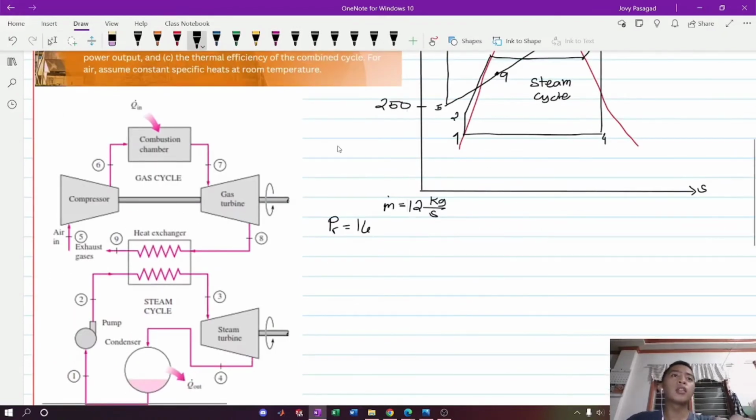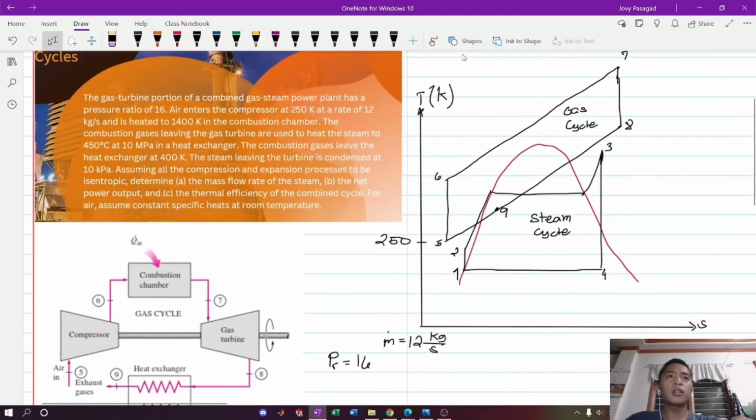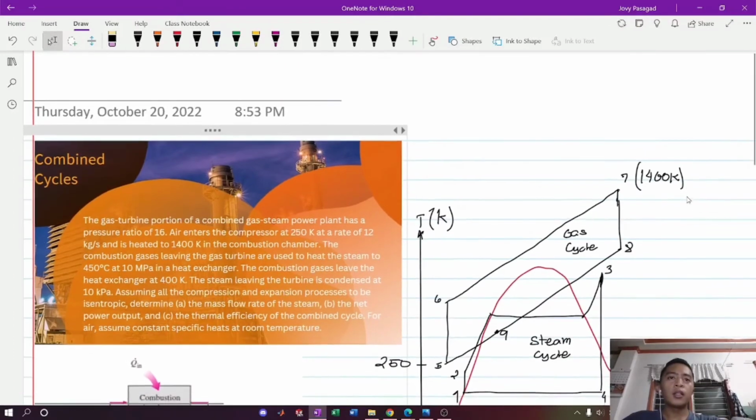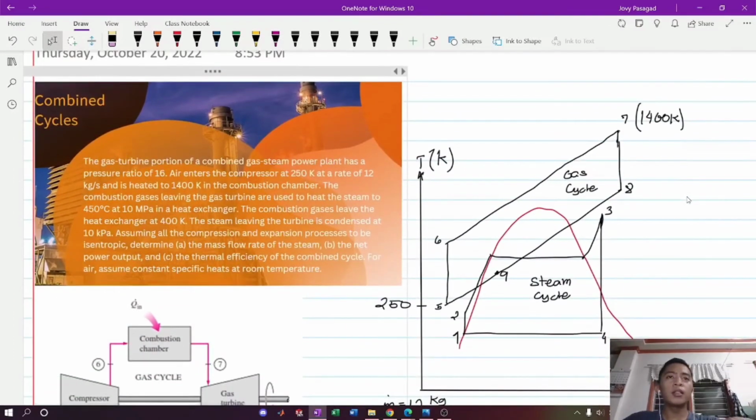So, in the combustion chamber, the air that entered is heated to 1400 Kelvin. So, where does it come out? On leaving, it is at point 7, so at T7 it is 1400 Kelvin. The combustion gases leaving the gas turbine are used to heat the steam to 450 degrees Celsius at 10 MPa in the heat exchanger.